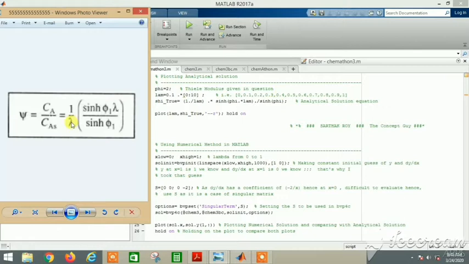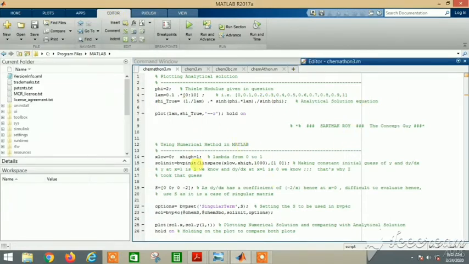So psi true, that is from the analytical solution, I've written the same formula that I have used here. This is the analytical equation, and I have plotted psi versus lambda, and I have put the hold on so that my plot is held while I do the same thing using numerical methods in MATLAB. This is important because the analytical solution is more of pen and paper work, but the MATLAB part is numerical methods. So we'll get to that.